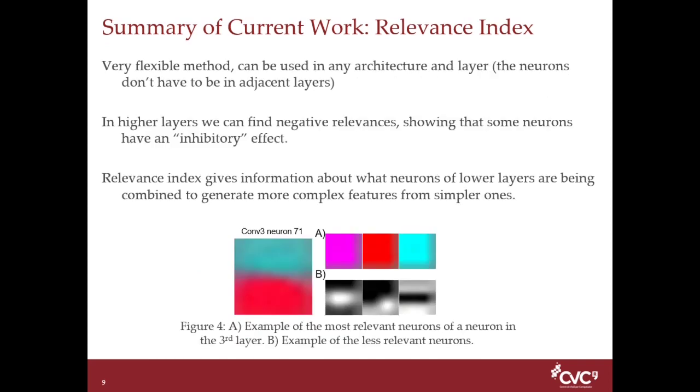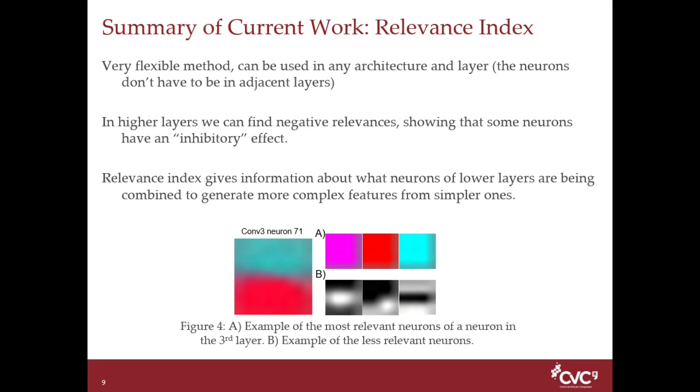One of the benefits of using the relevance index is that it's a very flexible method. It can be used to calculate the strength of the connection between any neurons of different layers. They don't have to be consecutive layers. It can also be used in any architecture, and it works in non-convolutional layers also.